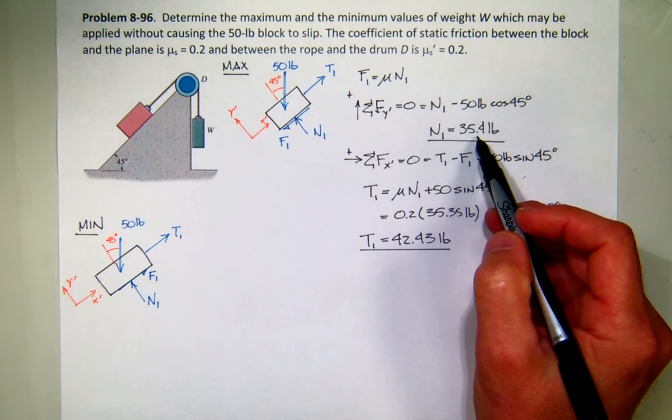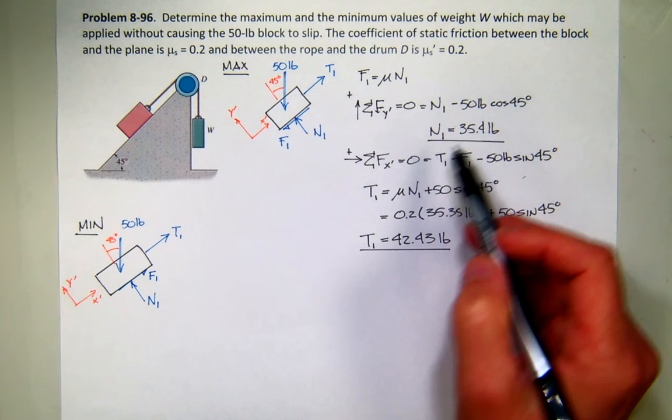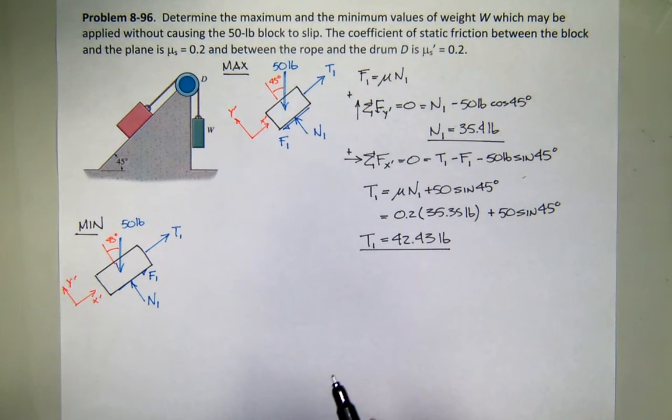I'm still going to get 35.4. So what's going to change when I sum forces in the x direction? You want me to rewrite all those equations or just do the one that's going to change? What do you guys want? The one that's going to change.